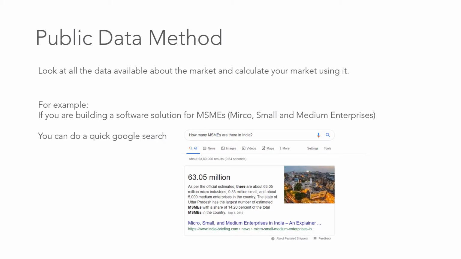For example, if you are building a software solution for MSME, by the way, MSME stands for micro, small, and medium enterprises. These are very small to medium scale companies employing about 10 to 500 people. Imagine a very small factory which has 10 people making ice creams, or a sweet shop which has about 50 workers making sweets. These would qualify in the MSME category.